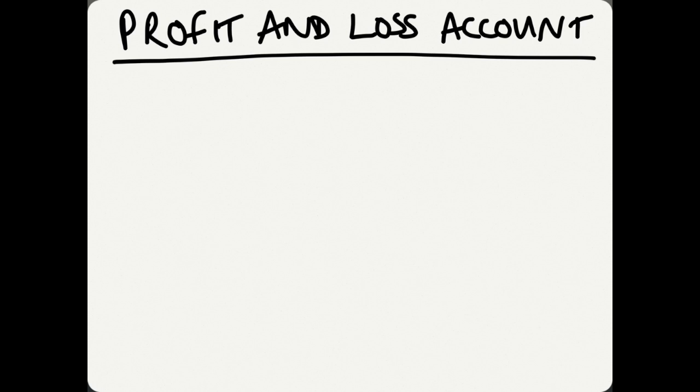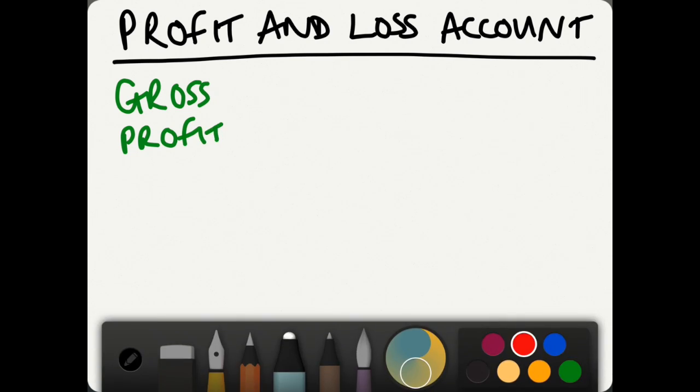So if you're a shareholder and you've got shares in a business, you want to see how much profit the business is making to know how much you will get back from having shares in that business. Now, the profit and loss account shows 2 different types of profit. It shows gross profit and it also shows net profit.